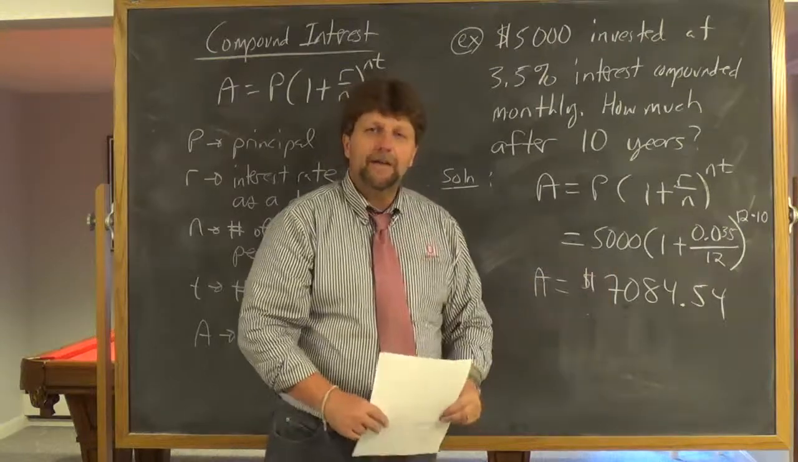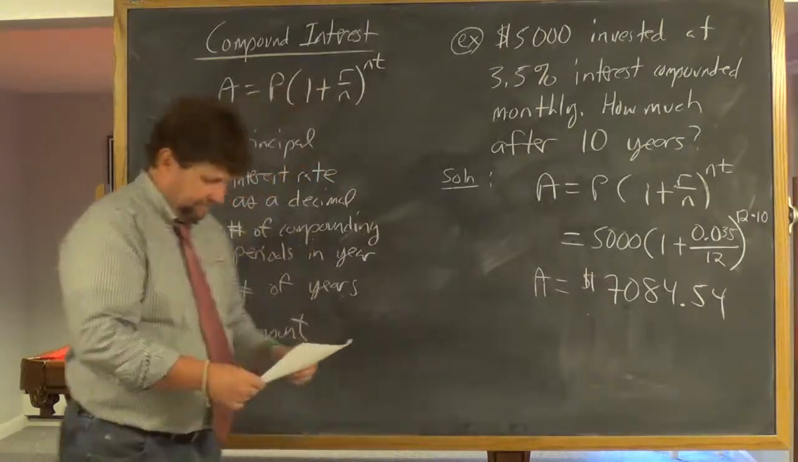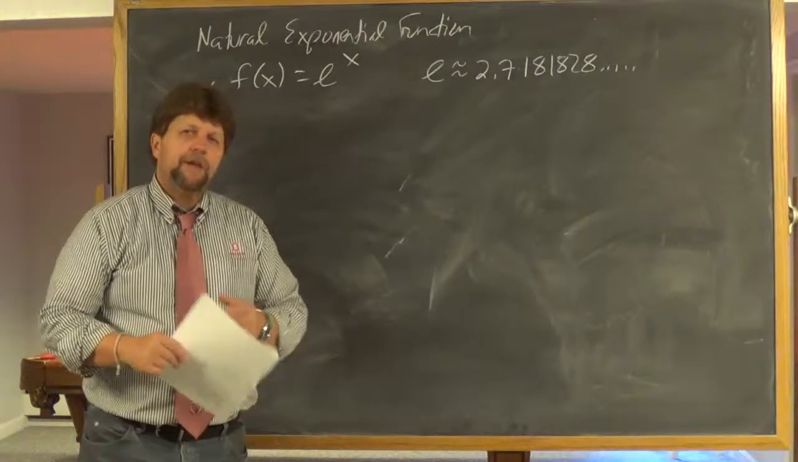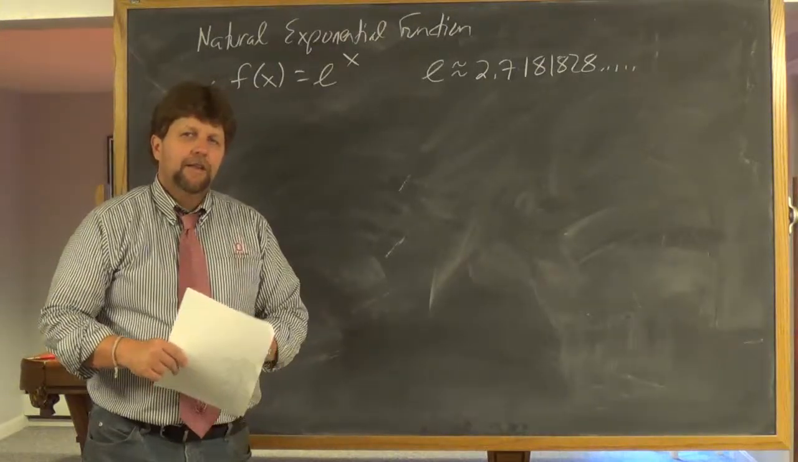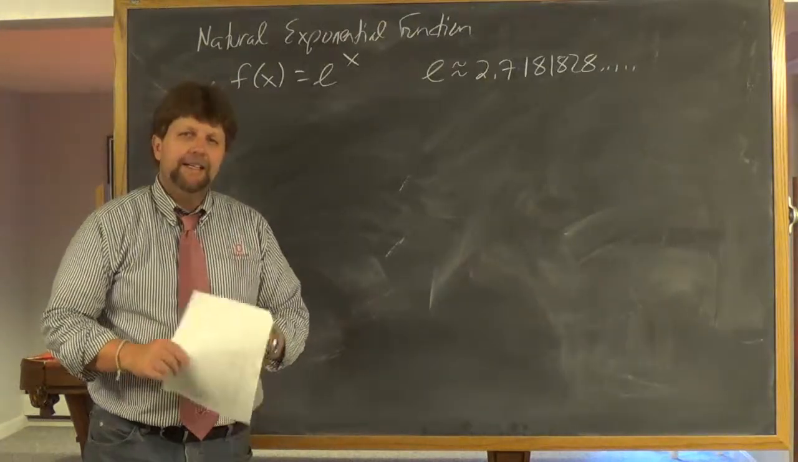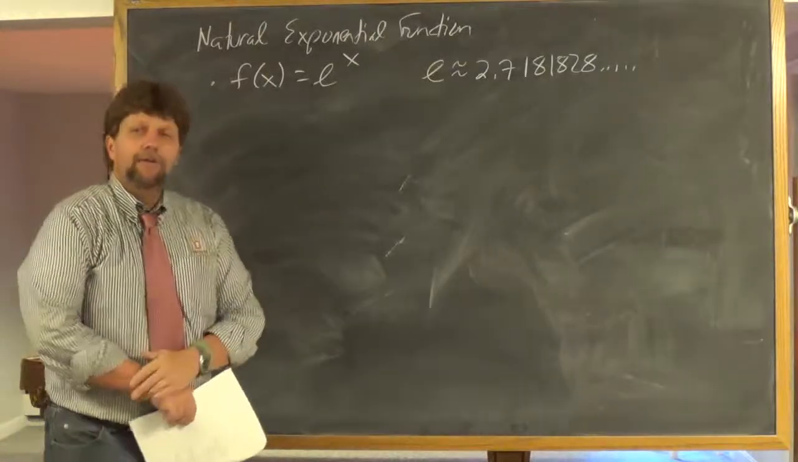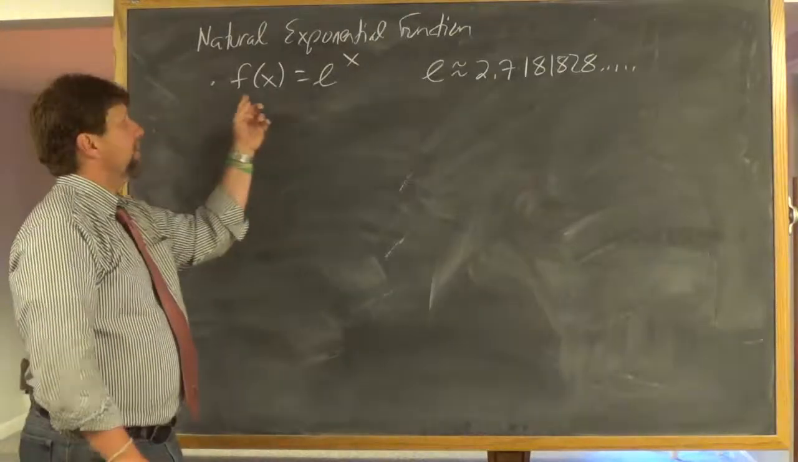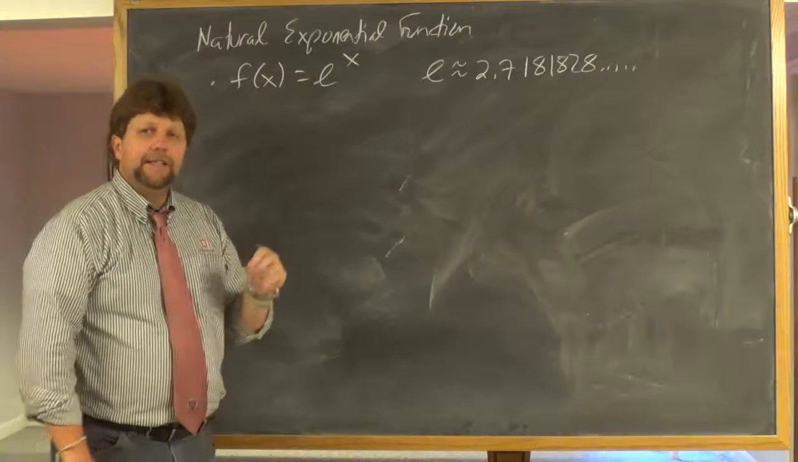And that's it for a compound interest formula problem. Okay, next we look at a special type of exponential function. This is the exponential function e to the x. It's called the natural exponential function. This is what it looks like. f(x) equals e to the x.